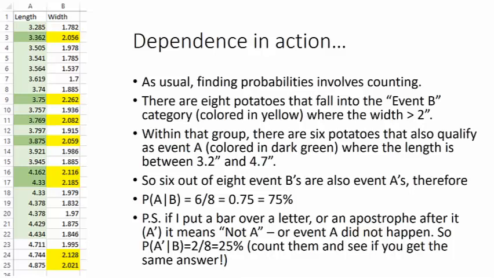So that's a different probability than just the probability of A. The probability of A given B is 75%. It's a different probability than just the probability of A. One thing I wanted to note in terms of how statisticians write things: if I put a bar over the letter or an apostrophe after it, it means not A, so event A did not happen. So the probability of not A given B is 2 out of 8, or 25%. You can count them and see if you get the same answer there. I just wanted to make that side notation.